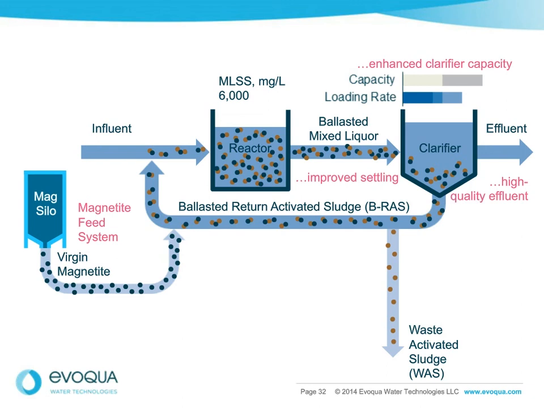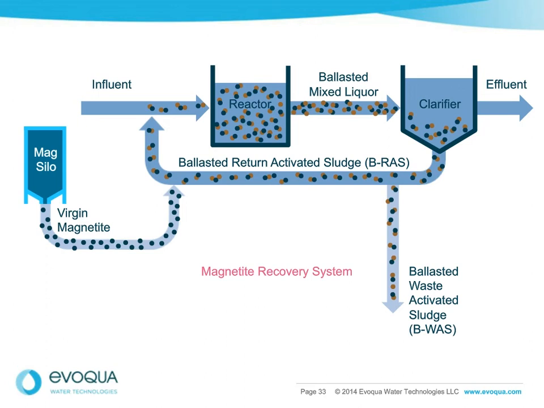Now, because you're generating biological solids, because you're removing BOD or COD or nitrogen, you have to waste solids. And when you go to waste solids, we go through a very similar recovery step. We go through a shearing step, as Kevin mentioned earlier, to separate the magnetite from the biofloc. Very similar recovery drum as you saw earlier.